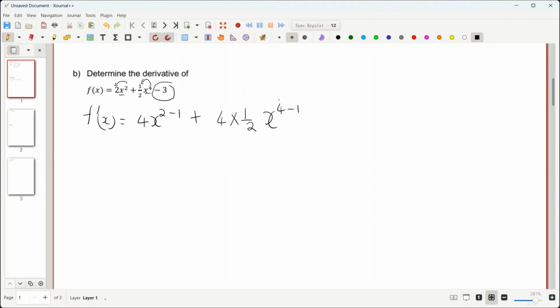Each and every time you have a constant, when you find the derivative, it will always equal 0. The next step is to simplify this. You have 2 minus 1, which is 1, and then 4 times a half, which is 2, and then you have 4 minus 1, which is 3. So this is your final answer after you differentiate.